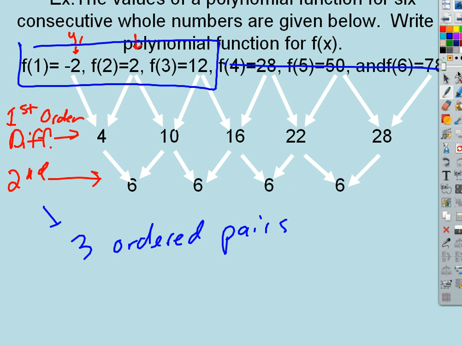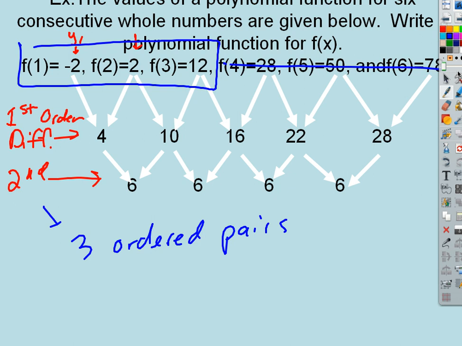If the first order differences had been constant, it would have been linear, and I could have just taken 2. That's all I would have needed. 2 points determines the line. Okay? Does that make sense? Sort of, kind of, maybe. I think you've got to try it a little bit. You're going to have some questions.